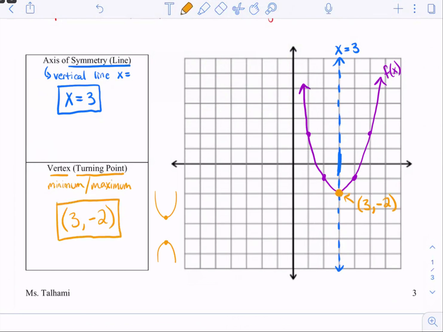Now these are very easy because I could look at the graph and get them. We will learn very shortly that there are actually mathematical ways to find the axis of symmetry and the vertex, or the turning point. But for now, I just want you to see where it is. So that's really what I want you to learn today.